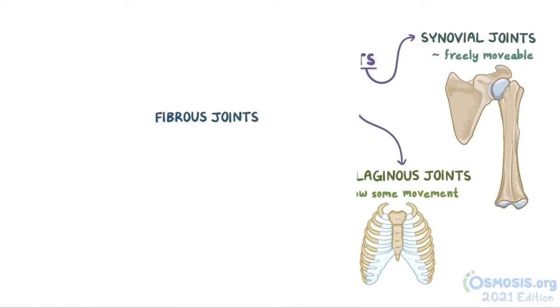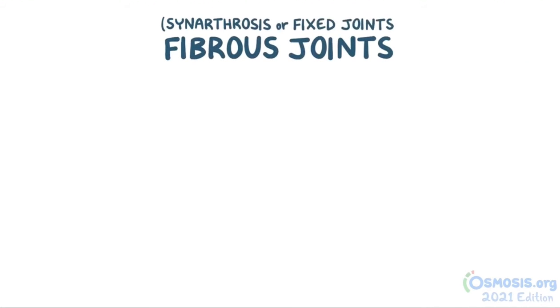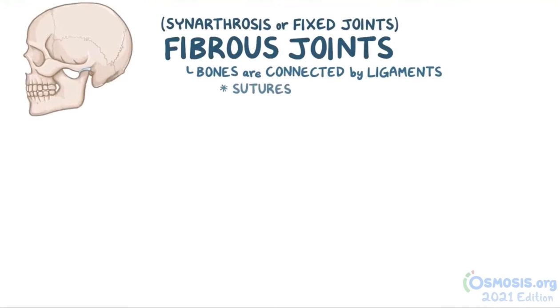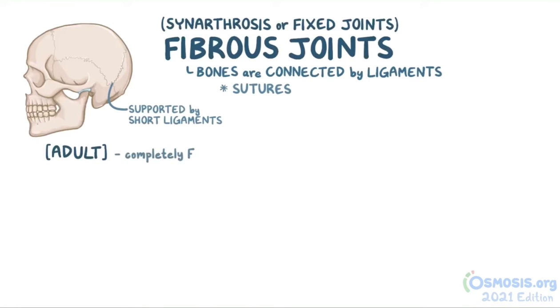Let's start with fibrous joints, which are also called synarthrosis or fixed joints. In fibrous joints, bones are connected by ligaments and they fall into three main categories, based on their location. First, we have sutures, which are the joints between the bones of the skull. Skull bones are supported by their interlocking design and short ligaments that connect adjacent bones together. Adult sutures are stiff and completely fixed.